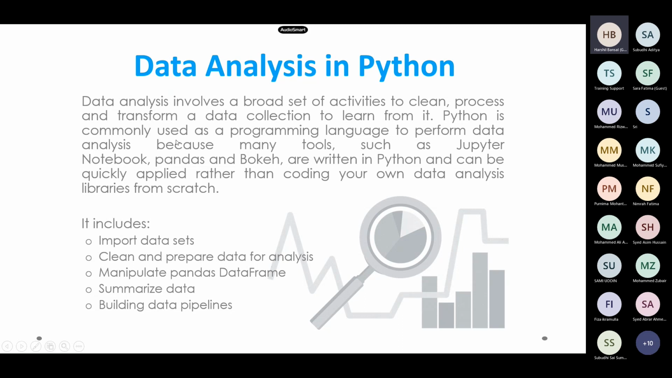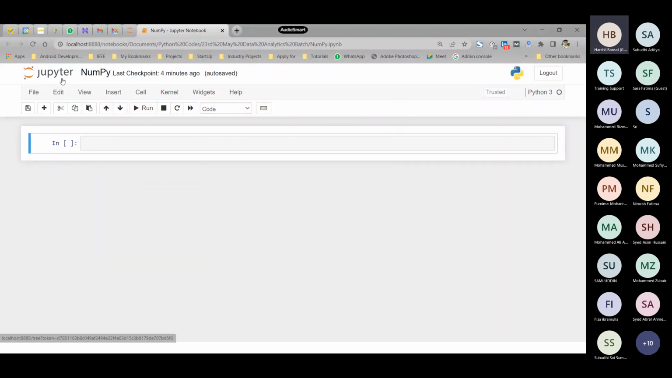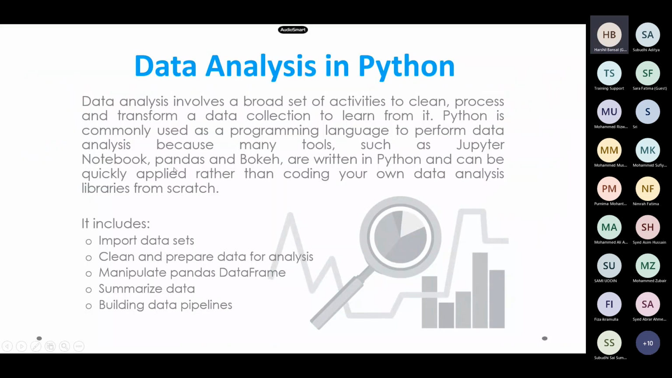Python is used as a programming language to perform data analysis because many tools such as Jupyter notebook that we're already using, and pandas, are written in Python. Pandas is one of the most famous libraries that is used in data science, data analysis, and machine learning too, and can be quickly applied rather than coding your own data analysis libraries from scratch.